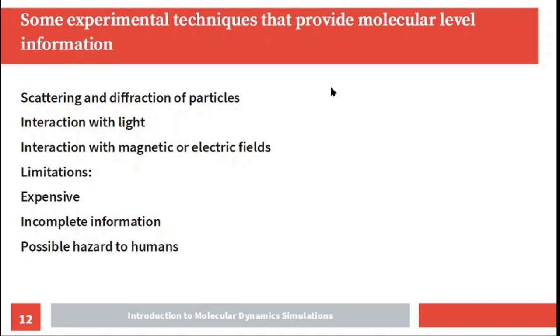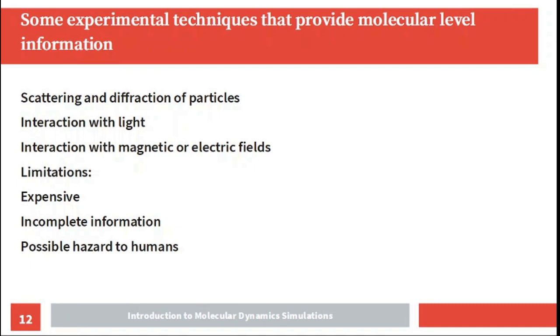provide molecular level information. But all these experiments have their own limitations. One is, of course, they are very expensive. So, for example, if you are talking about scattering of particles, scattering of neutrons, to be able to get a good amount of neutrons, you need to have very high flux reactors or synchrotron or spallation sources. Similarly, for X-rays, you need synchrotron sources. These are very large, very expensive facilities.